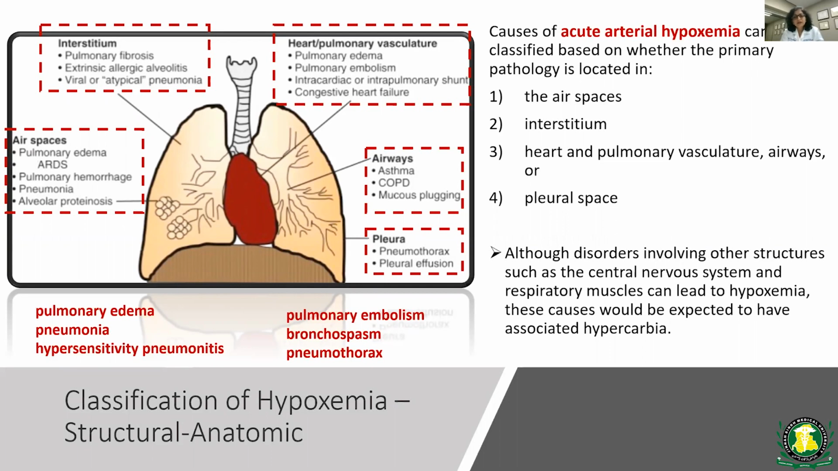If the airways are involved, it could be from asthma, COPD, or mucus plugging. And if the heart and pulmonary vasculature are involved, it could be from a pulmonary embolism or an intracardiac or intrapulmonary shunt, to just name a few.